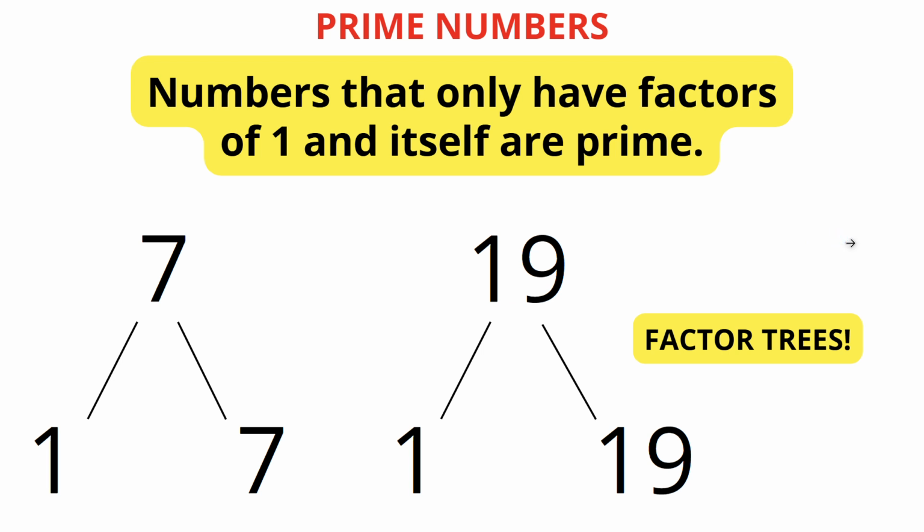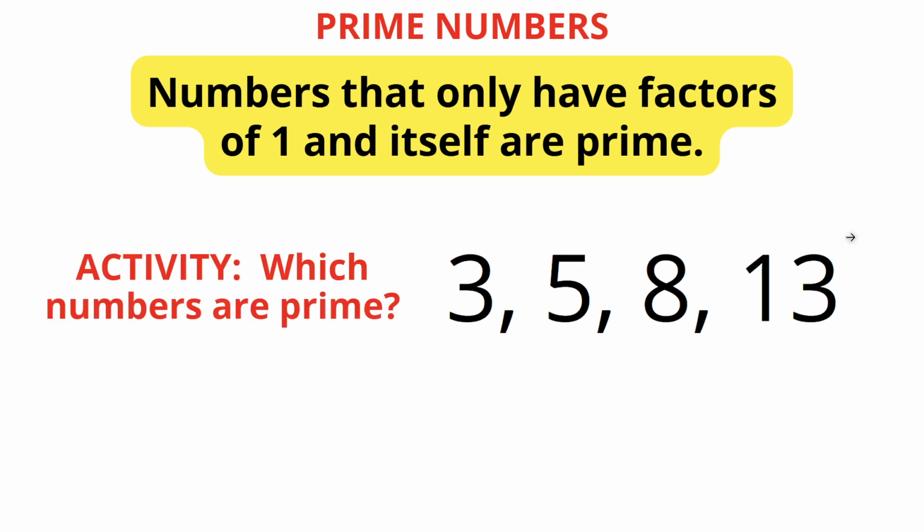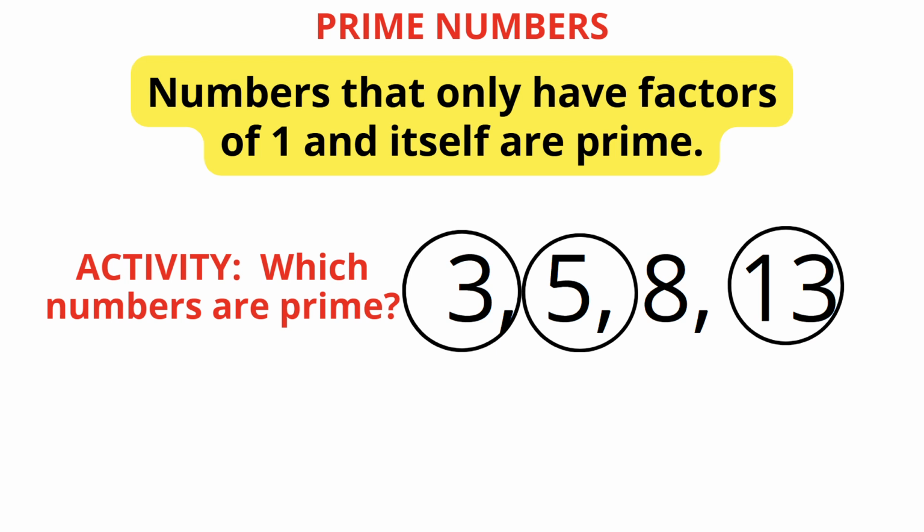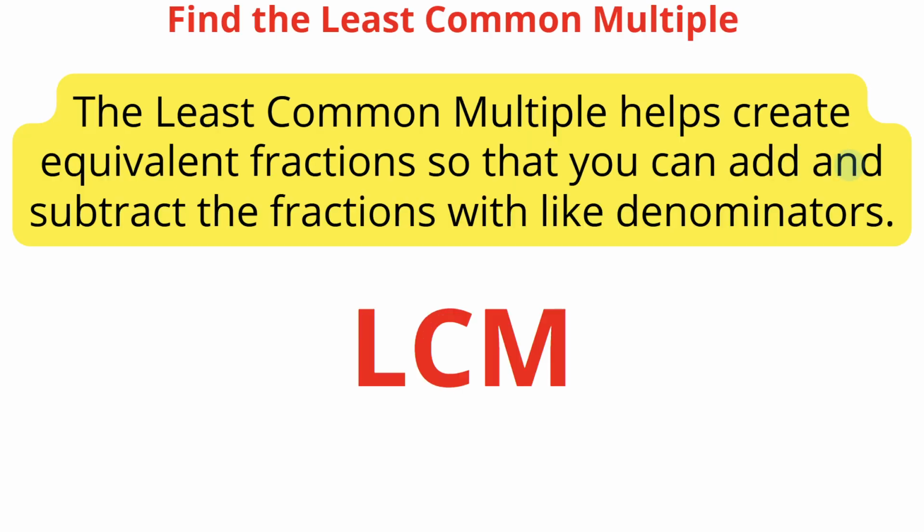In your notes, I listed prime numbers up to 50 if you want to review the notes. With that definition, what numbers here do you think are prime? 3, 5, 8, 13. 3, 5, and 13 are prime. 8 is not.